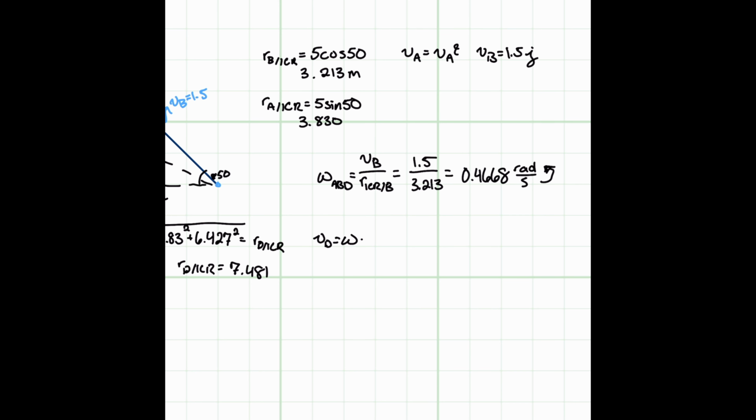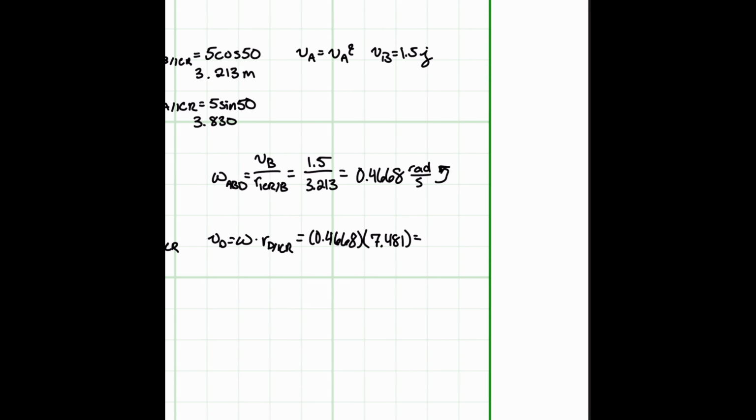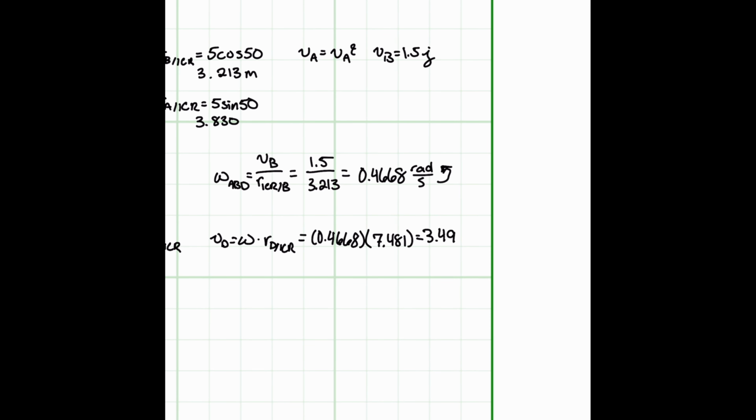So now we can just easily find VD using that angular velocity we just found times RD, which we found at the start, and plugging that into the calculator will give us our answer of 3.492 meters per second.